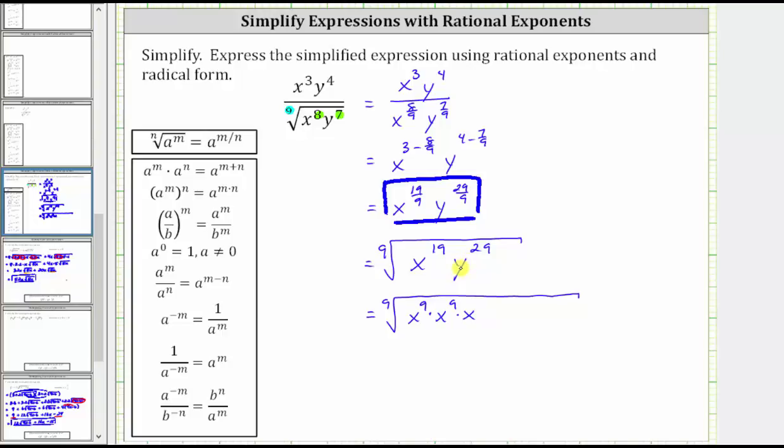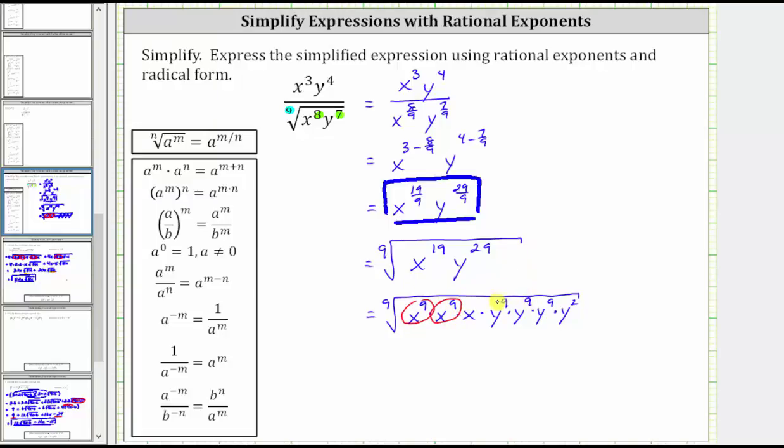And now let's determine how many y to the 9ths are in y to the 29th. Because 29 divided by 9 is equal to 3 with the remainder of 2, there will be 3 factors of y to the 9th in y to the 29th. Let's write y to the 29th as y to the 9th times y to the 9th times y to the 9th. Notice how this would be 27 factors of y, and we have 29, so we still have times y squared.